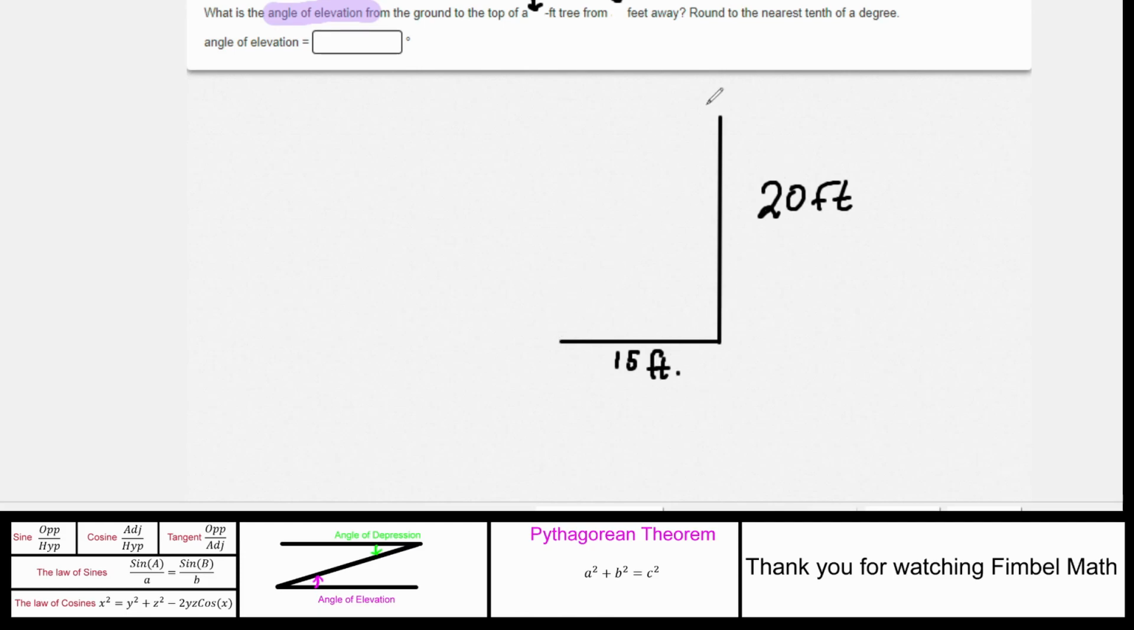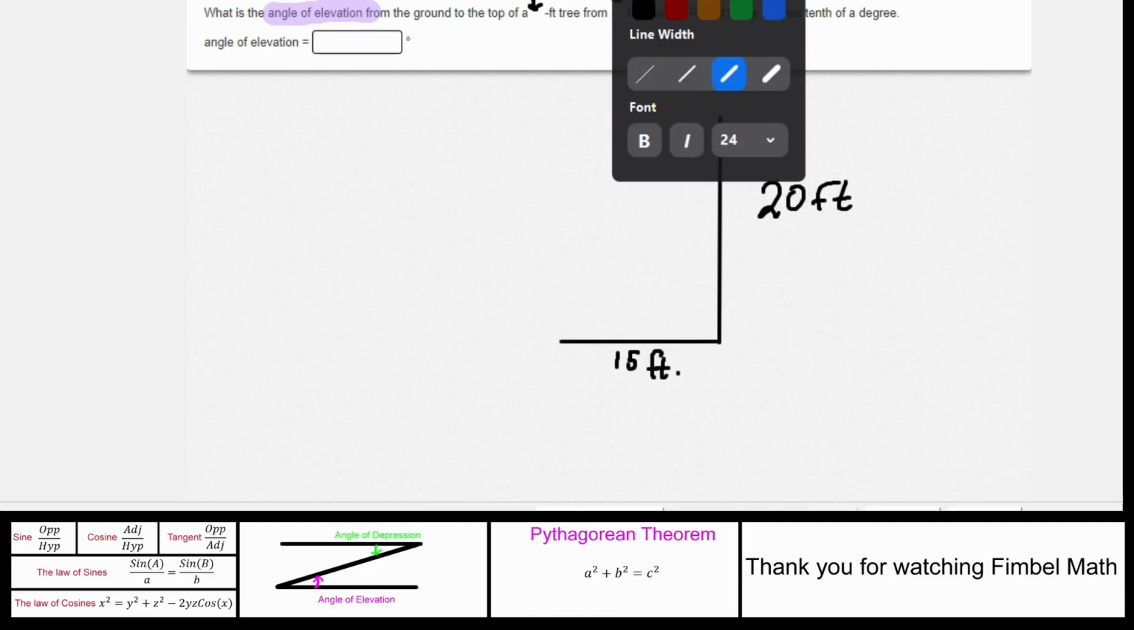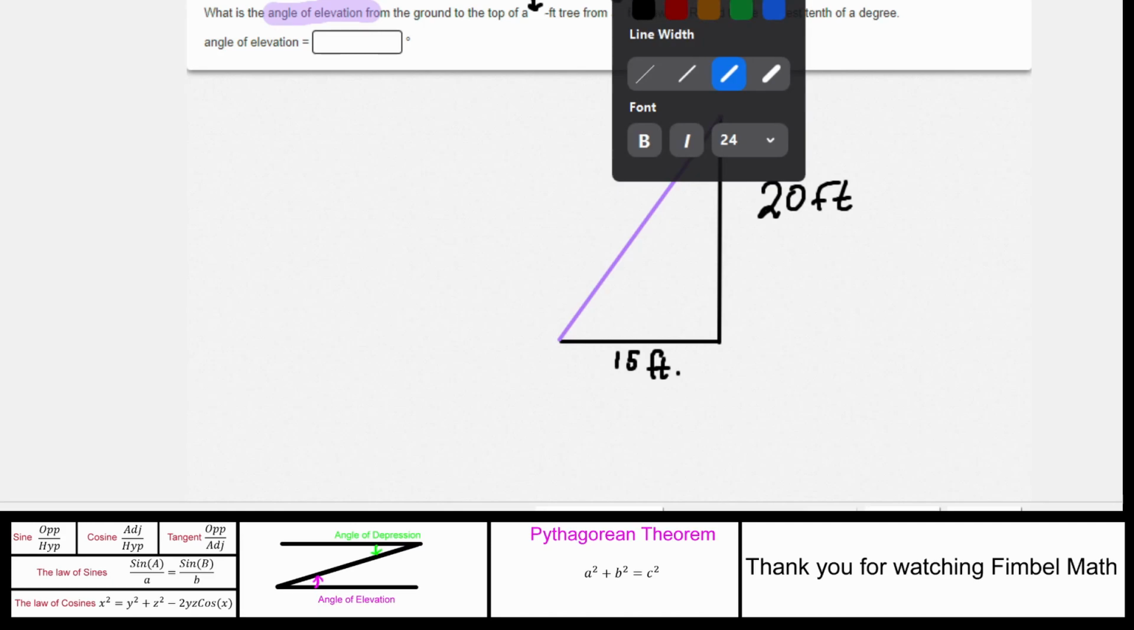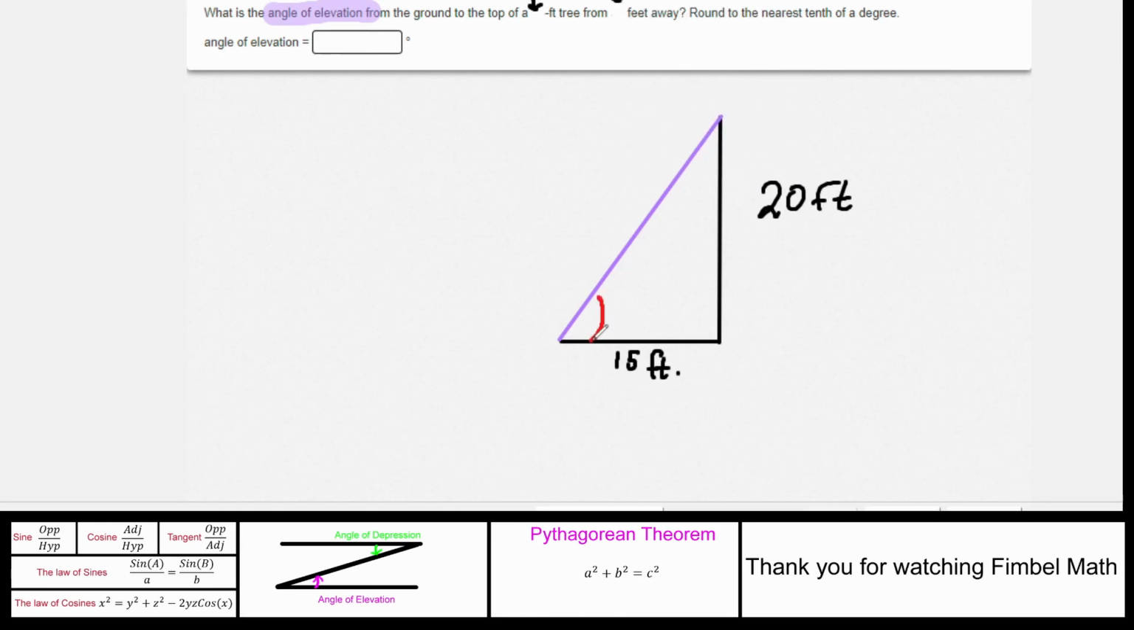How much would I have to look up? Oh, I didn't turn my straight line tool on. Well, how much would I have to look up, or how much would my horizontal gaze, or my gaze that's parallel to the ground, have to rotate upwards to meet the top of the tree? So we're looking for this right here.